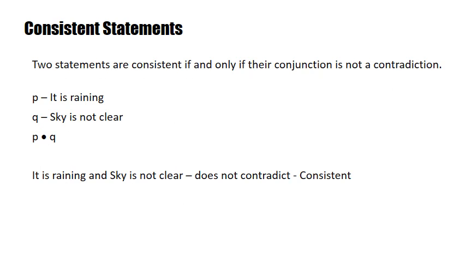Contradictions. Consider a compound statement P conjunction complement P. From the truth table, it is clear that P conjunction complement P is always false. Such compound statements are called contradictions. That is, whatever the input, the result is always false.